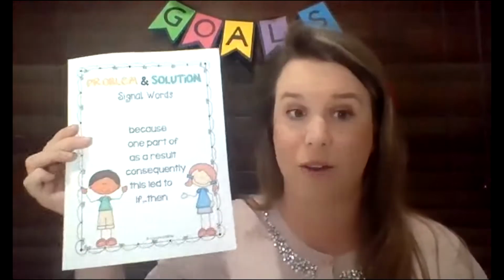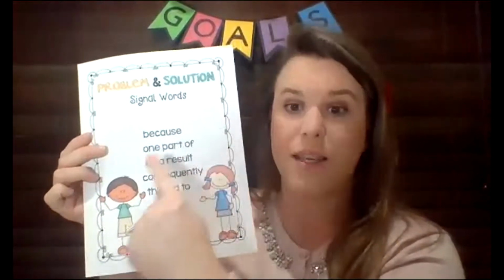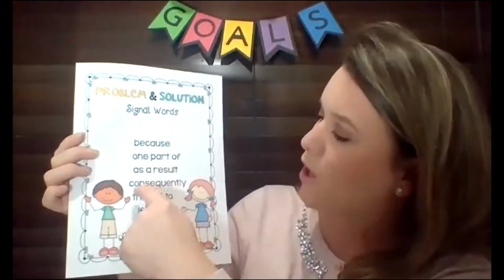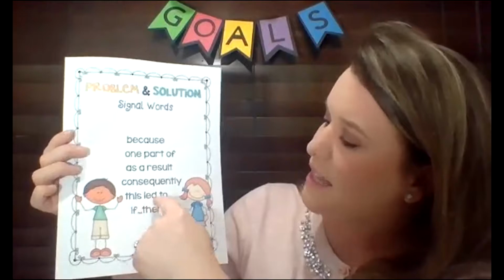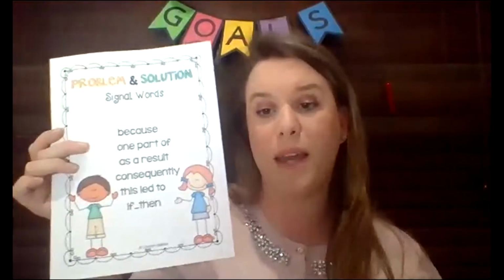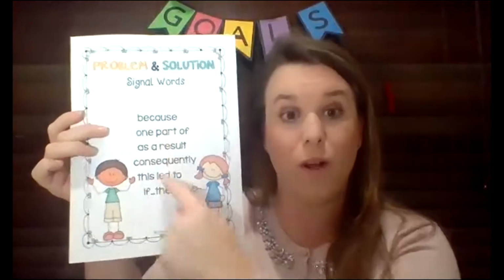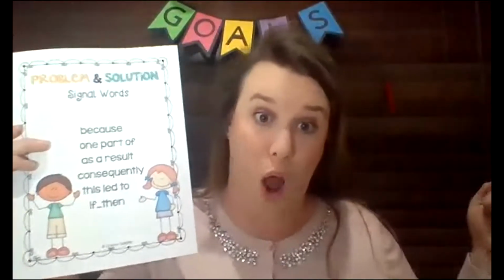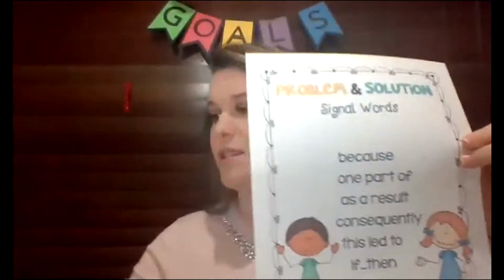So ways in chapters or paragraphs that you can find a problem and solution, because there's going to be multiple, are signal words. These signal words include because, as a result, consequently, this led to, or if-then. So sort of like cause and effect here. If you remember these words, if you see these words, they're going to help you. They're going to trigger a cause or effect, or a problem and a solution. So try to remember those words to help you when you're reading, when you're looking for those problems and solutions.